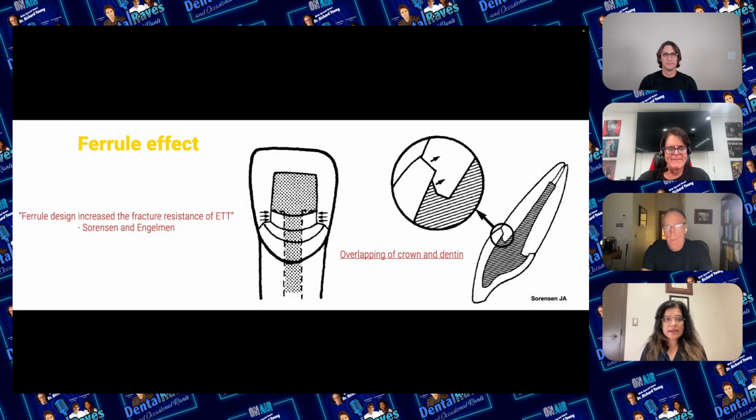To understand how it impacts our restoration design, ferrule design per Sorensen and Engelmann's classic paper seems to increase the fracture resistance of endodontically treated teeth, or ETT. In this picture, I don't think you can see my cursor, but the arrows point to the overlapping of the crown and dentin, and that's the ferrule effect that we talk about in terms of dental restorations. This is a nice picture that shows the tooth restoration interface, the overlapping of crown and dentin. And as per the study, ferrule design increased the resistance of ETTs.